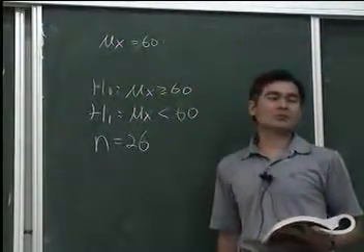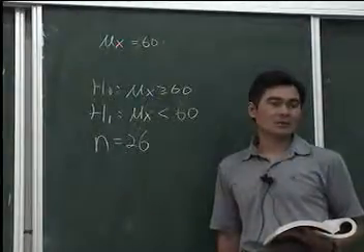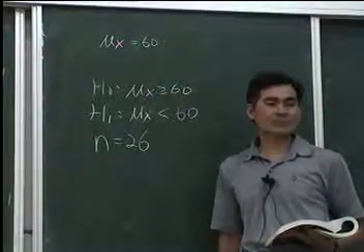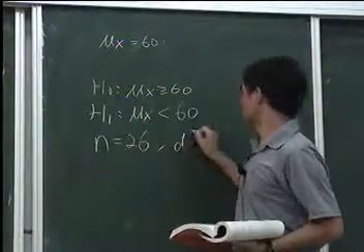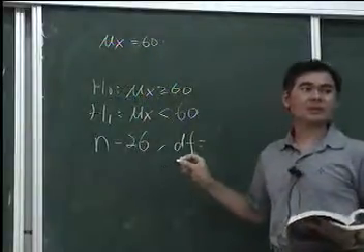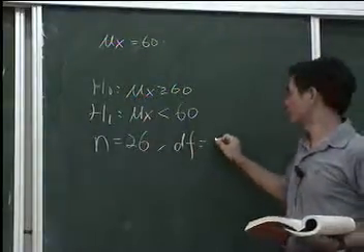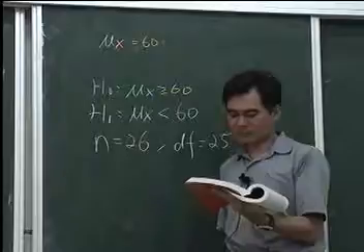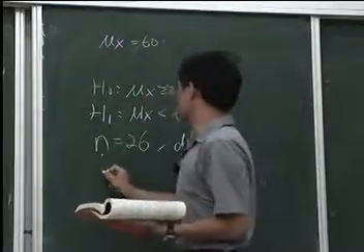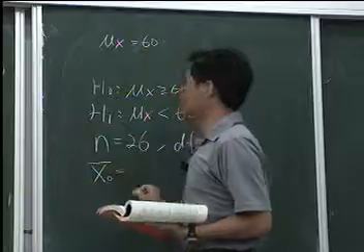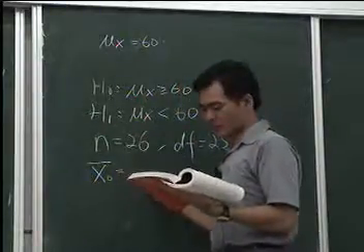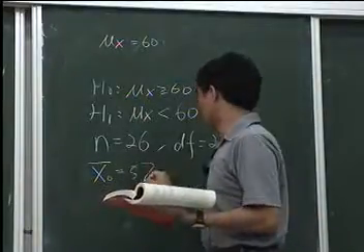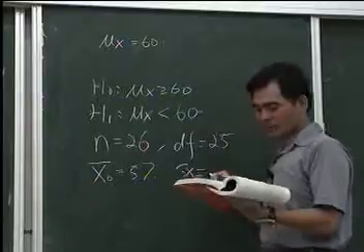So what kind of distribution should you use? Z or T? T distribution, right? Degrees of freedom? 25. Degrees of freedom, 25. And now they find out that the mean cost is 57. The mean cost, that's X bar. They calculate the mean from the sample. They get 57, and Sx, the standard deviation, is equal to 10.